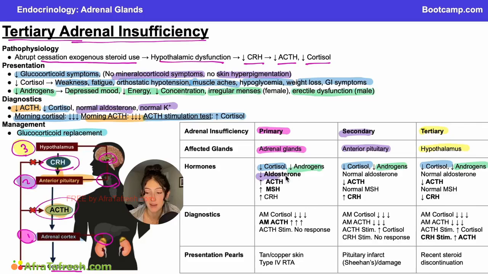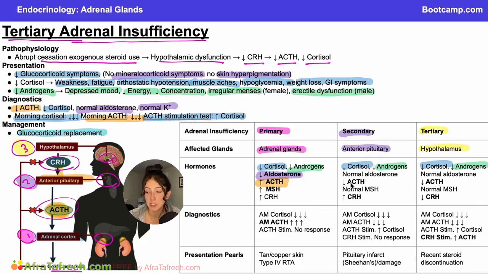What is going to be helpful, however, is that aldosterone is going to be decreased only in primary adrenal insufficiency. Similarly, ACTH is going to be increased in primary adrenal insufficiency. That makes sense, right? Because the entire pathway is backing up behind this problem at the adrenal cortex. There's no negative feedback. So we're going to see very elevated levels of ACTH in primary adrenal insufficiency.